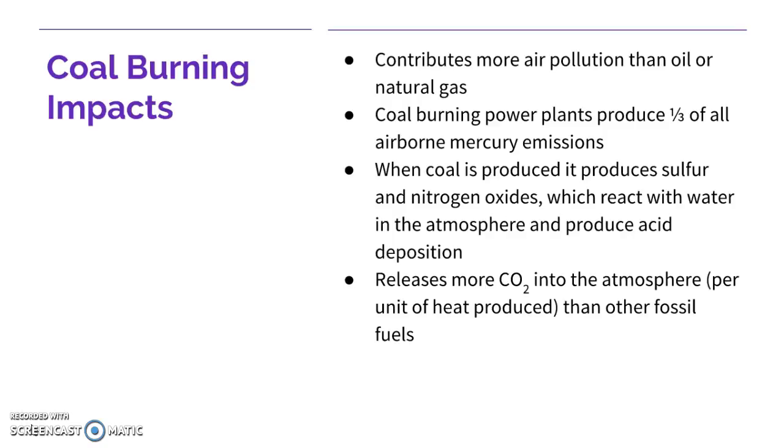When coal is burned, it produces sulfur and nitrogen oxides, which can react with water in the atmosphere and produce acid deposition, also known as acid rain. It is a secondary air pollutant, the sulfur and nitrogen oxides, but we know that the water in the atmosphere makes that acid rain. And then it releases more carbon dioxide into the atmosphere per unit of heat produced than any other fossil fuel.